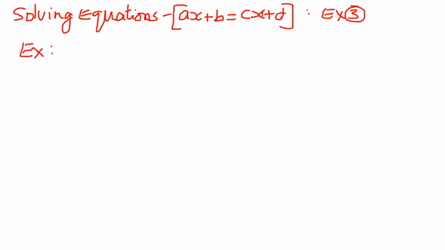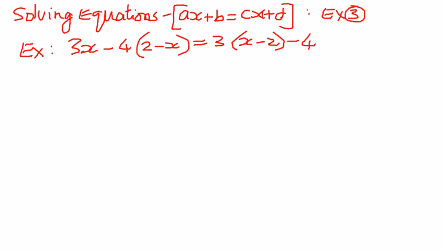Let's say we want to solve 3x minus 4 times 2 minus x is equal to 3 times x minus 2 minus 4. It might look lengthy, but once we use the basic rules, the ones which we've been talking about, and follow the steps in a logical manner, we should be able to arrive at the answer very quickly. So let's start this process.